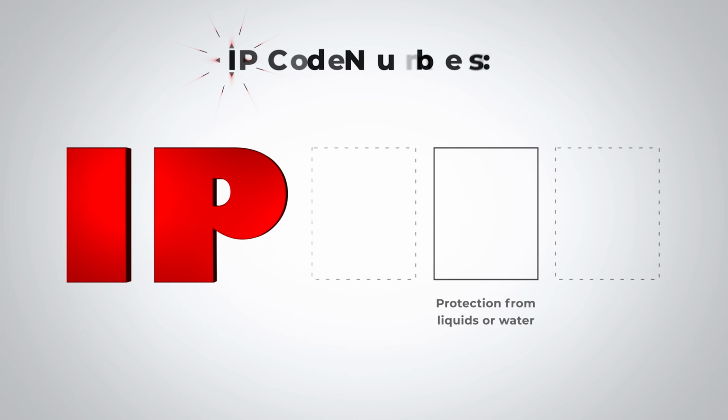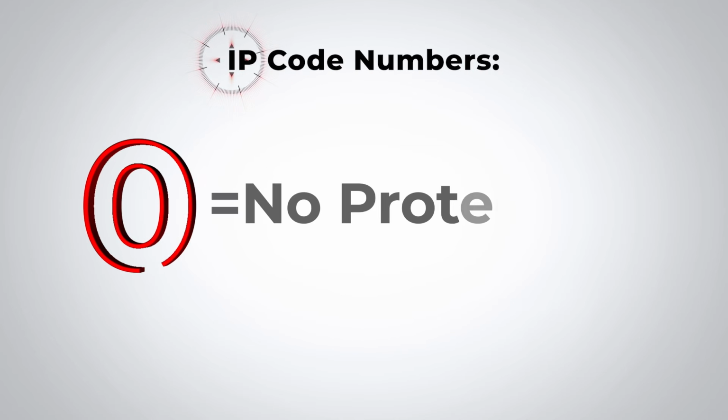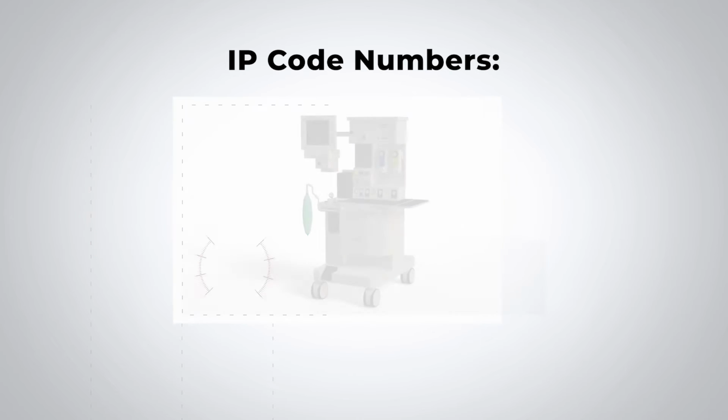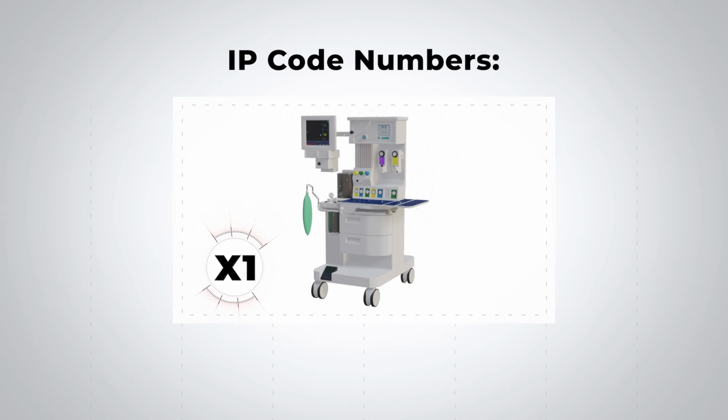The second number indicates protection from liquids or water. The meaning of each number is as follows. 0 means no protection. 1 means the equipment is protected against vertically falling drops of water.